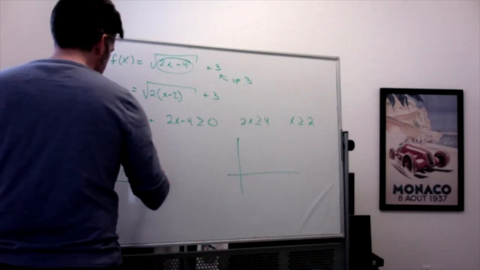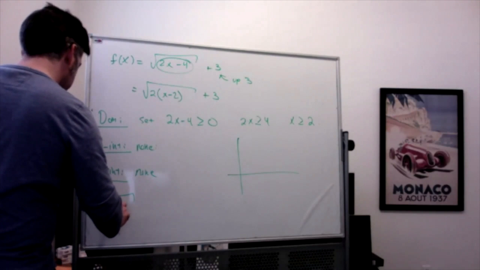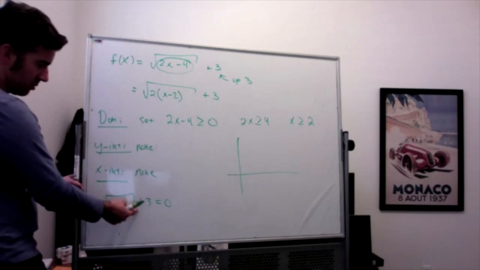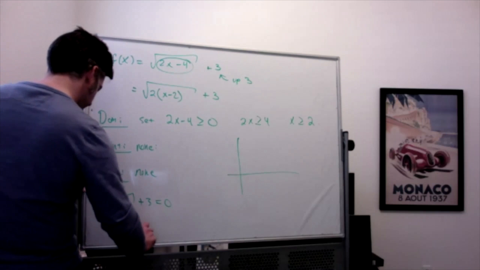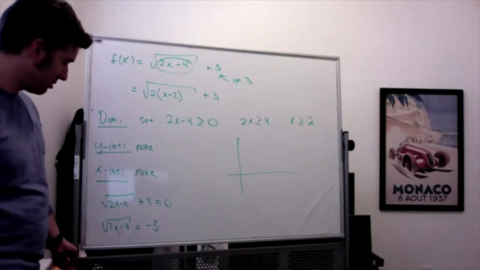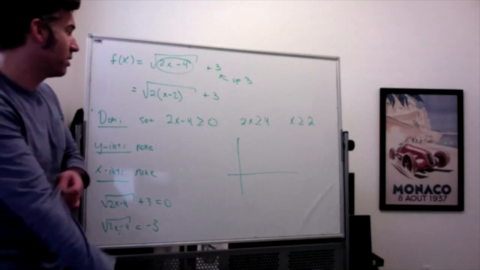You could try solving this equal to 0, right? If you set this equal to 0, and then if you subtract 3 from both sides, you get the square root of 2x minus 4 equal to -3. Here we can see, oh, there's no solution, right? A square root is never negative. So we don't have any x-intercepts either.